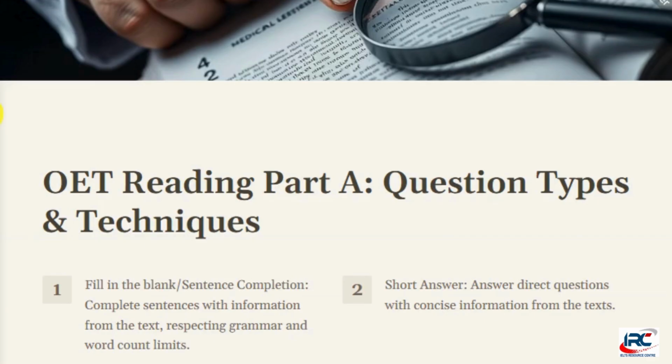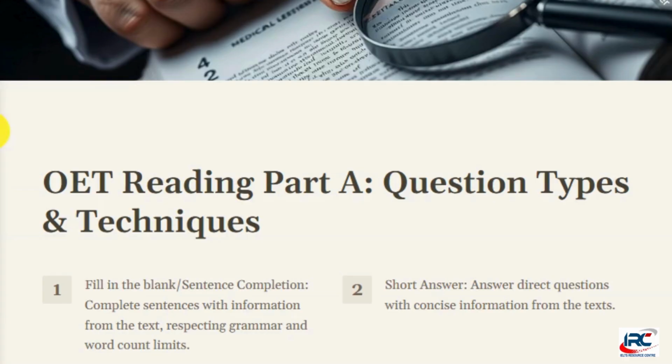Now we move on to question type 2, which is the short answer question on the OET part A. This question type requires you to answer direct questions with concise information derived from the text. That means responses should be straight to the point and relevant to the question being asked. Now, how do we deal with this kind of question? How do we approach short answer questions in the OET reading part A?